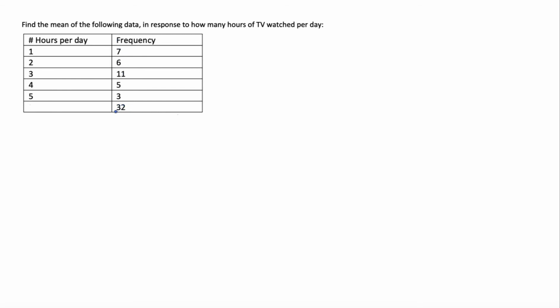This is the total. So we can imagine 32 people were asked this question, and this is how many said they watched 1 hour. This is how many people said they watched 2 hours, and so on and so forth. So how do we find the mean then?